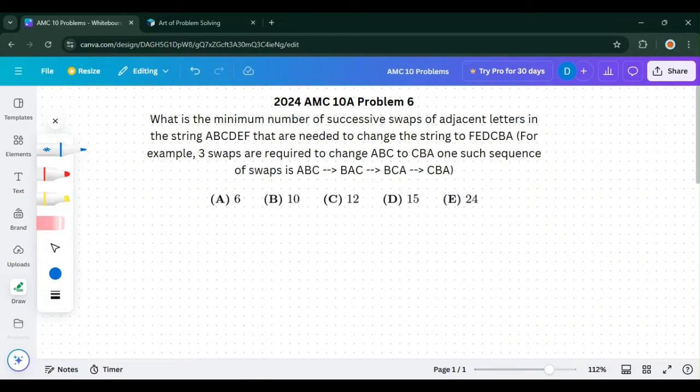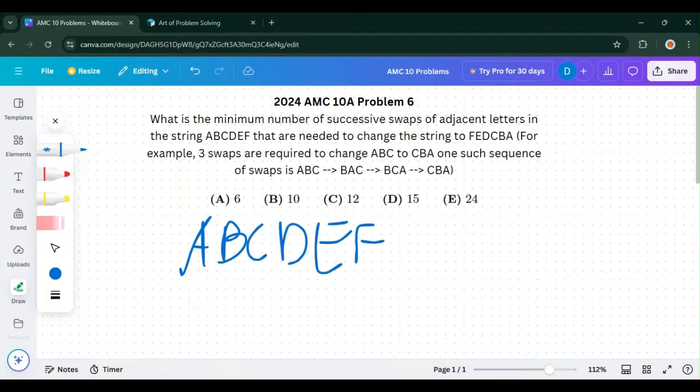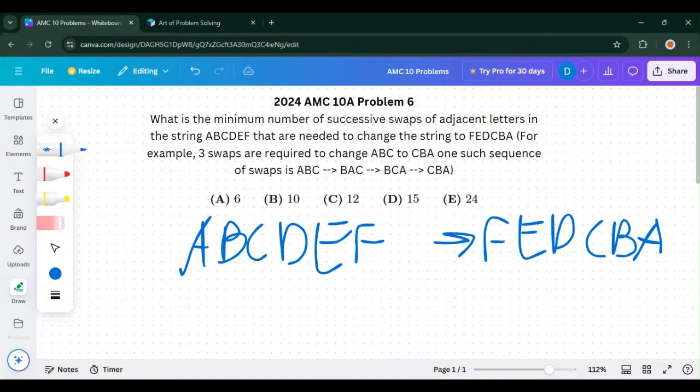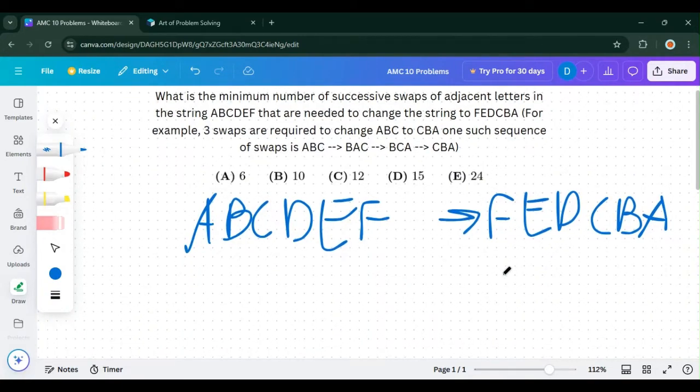As you see here, the problem is asking us to change A, B, C, D, E, F to F, E, D, C, B, A. The position of the letters. And it's asking for the minimum number of swaps. And it's basically like a board game. What is the minimum number of moves or swaps to get to the final destination?